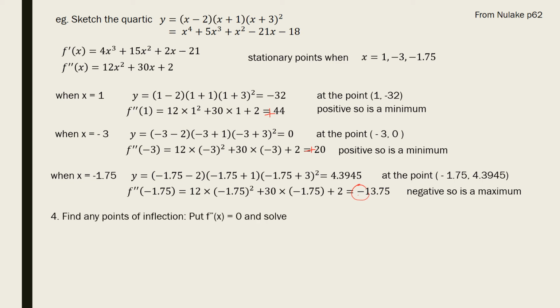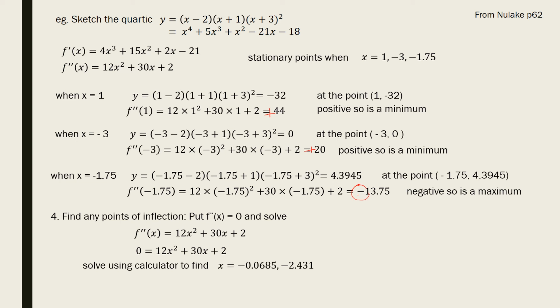The last thing that we do is find any points of inflection. Now remember, a point of inflection is when it changes from concave up to concave down. So we find f double dash of x and put it equal to 0. So we find our f double dash of x from the top. We put it equal to 0. Again, using the calculator to find out that our x is negative 0.0685 and negative 2.431.